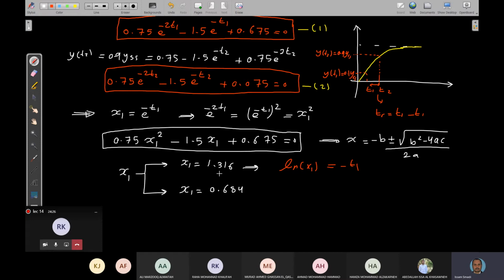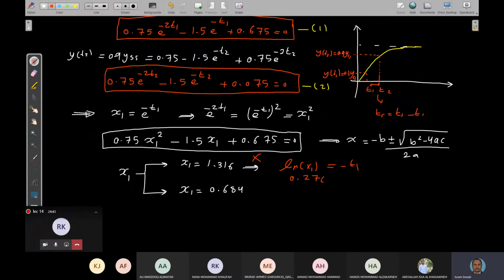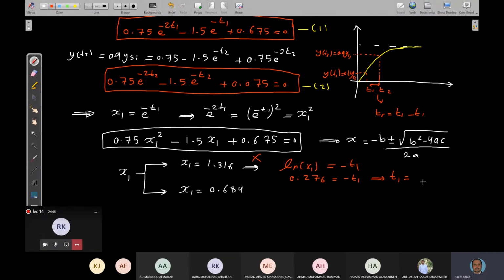This is my mistake. ln of 1.316 will go to 0.276, which is positive, equal to minus t1. So simply t1 equals what? Minus 0.276. Is this one possible? No, it's not. The time will never be negative, yeah?